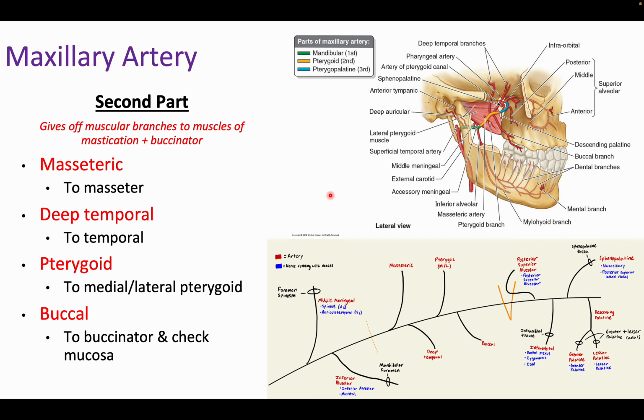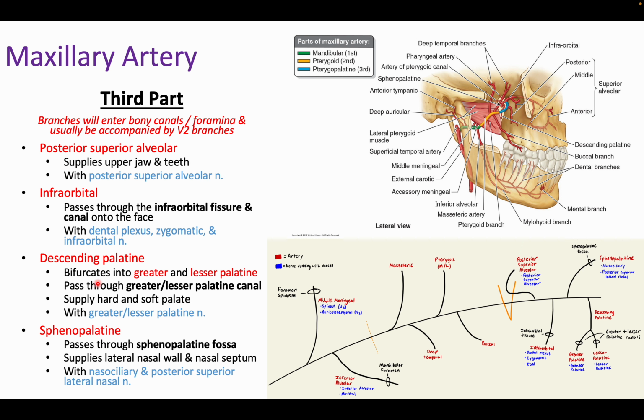Next, let's look at the second part. So that's going to be the yellow part here, or between these orange sections. And so these are going to give off muscular branches that are going to go to the muscles of mastication, as well as the buccinator. So we're going to have a masseteric, which you can imagine goes to the masseter, a deep temporal, which would go to the temporalis muscle, a pterygoid, which is going to go to the medial and lateral pterygoid, and a buccal branch, which is going to go to the buccinator, as well as cheek mucosa, because remember, that's really deep in your cheeks.